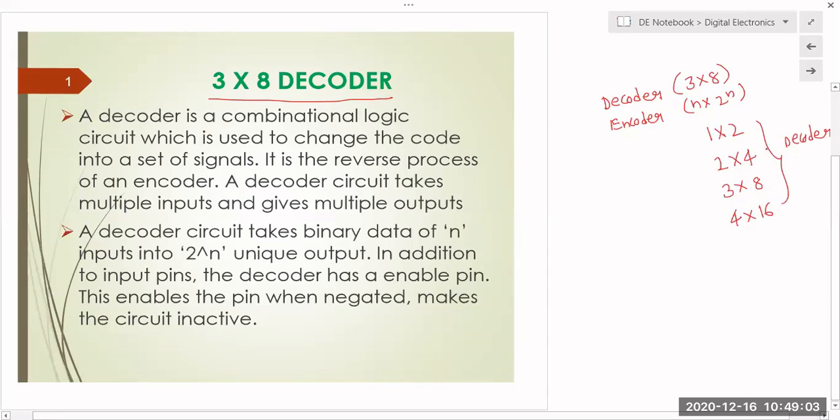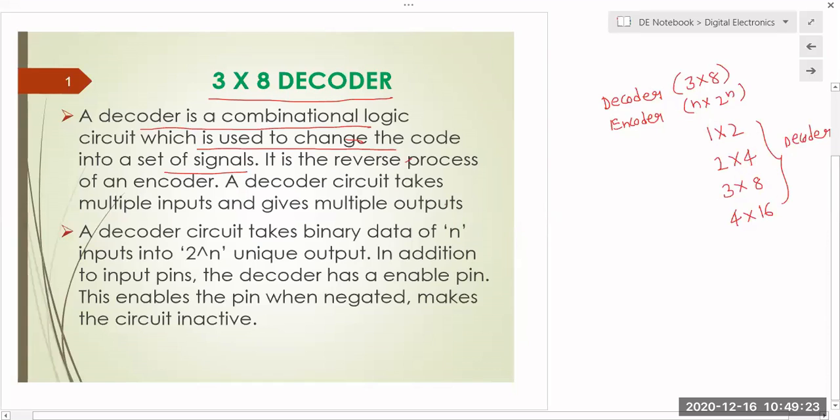Decode, okay, encode. So decoding and encoding. A decoder is a combinational logic circuit which is used to change the code into a set of signals. That's it. Okay, decoding. So what is the meaning of decode? Already some code will be there. I will decode that into some other.